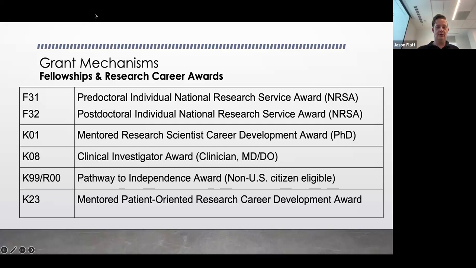Yeah. So the K awards are an award to the individual, but they do have to be housed at either a university or an equivalent kind of research institution that has an agreement with the NIH. So they are movable. For example, I had a K01 for about a year and a half, and I then moved to UNLV and I brought my K01 with me.